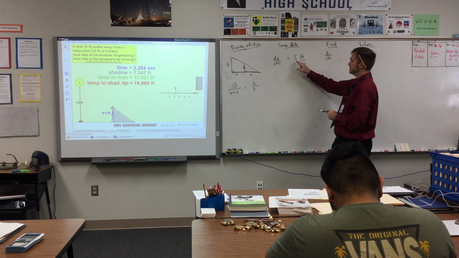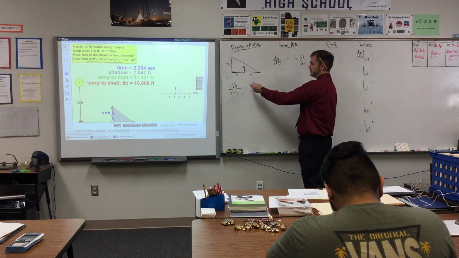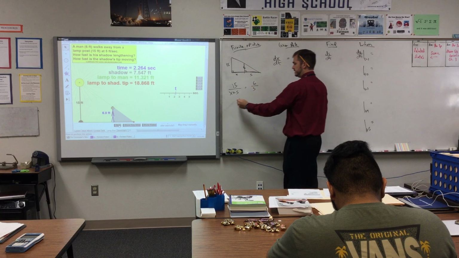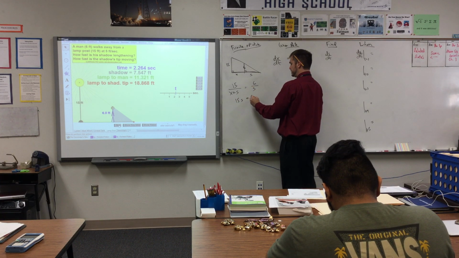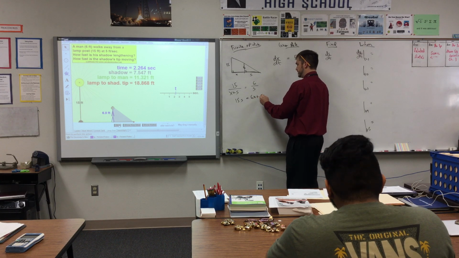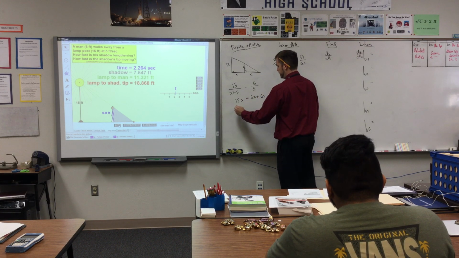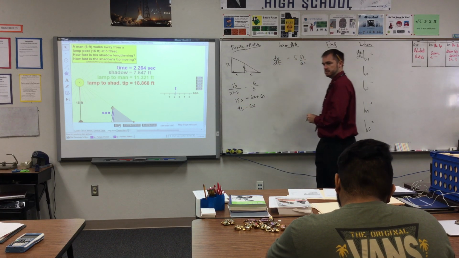And they give us that when x equals 5, or sorry, dx over dt is 5 feet per second. I don't really care for this way. I'm going to multiply this out so that everything is on one side. So 15s equals 6x plus 6s. Subtracting 6s from both sides, we have 9s equals 6x.